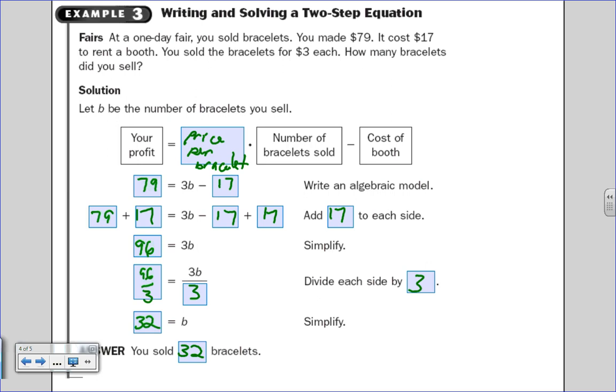Even though they don't have it on here, we're still going to check, because we always check. 3 times 32 minus 17. 3 times 32 is 96. Minus 17. And that should give me 79. That's what I wanted, so life is good. Okay? Alright.